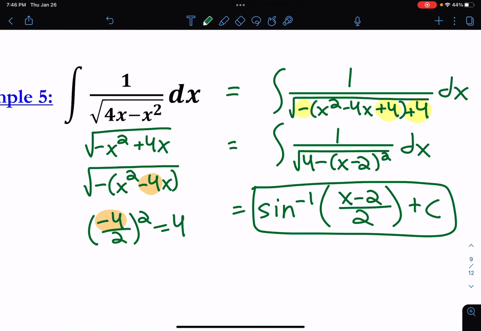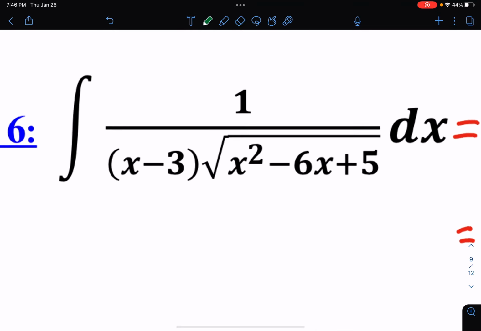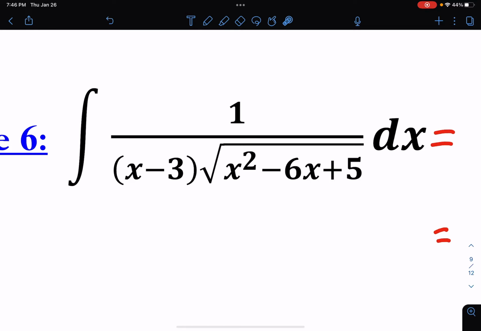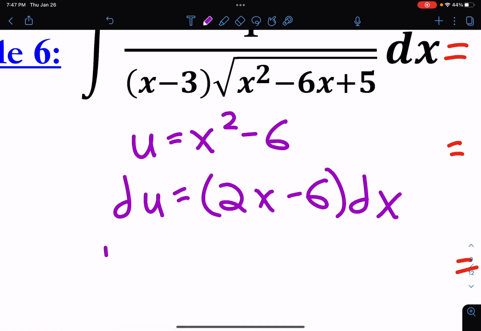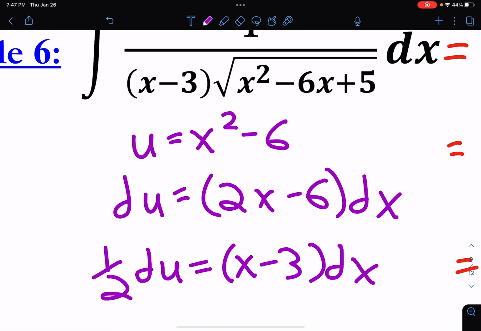Okay, so example 6 looks a little bit trickier, because it's got this extra term. Now, a lot of people might look at this and go, oh, can I do some type of u substitution here? So let's just kind of game that out real quick. If I let u equal x squared minus 6x, du would be quantity 2x minus 6 dx. Well, you could take this and divide everything by 2. I could say 1/2 du would be quantity x minus 3 dx.